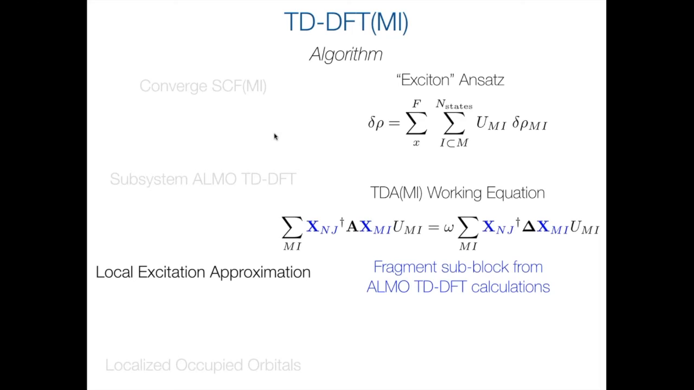We can use the fragment transition density matrices to compute coupling elements, and we will diagonalize this expression to find our U coefficients and excitation energies. Now, if we're interested only in localized excitations, we simply limit the M and N indices here. We only allow the excitations to occur on a particular active fragment.